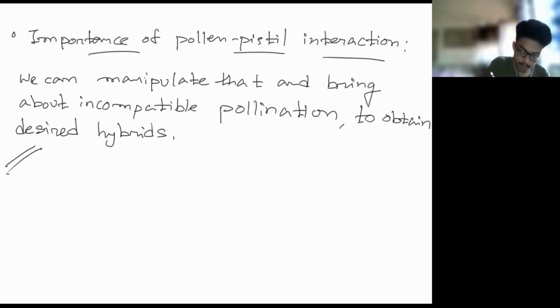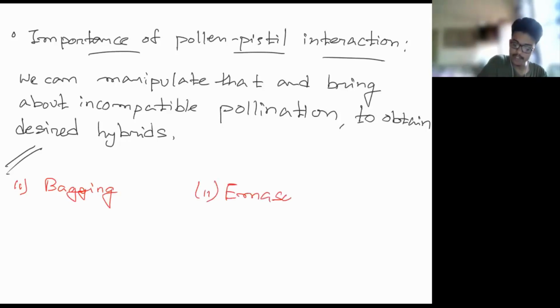For this, two techniques are used. First is bagging and emasculation. This is a very easy topic, pretty evident from the name itself. So what is emasculation? If the female parent bears bisexual flowers, removal of anthers from the female bud before the anther dehisces using a pair of forceps is necessary. This step is known as emasculation. You are removing the male reproductive part.